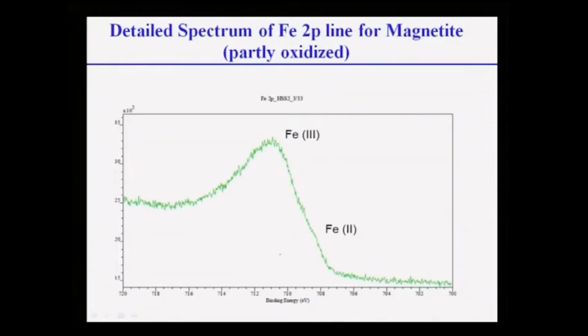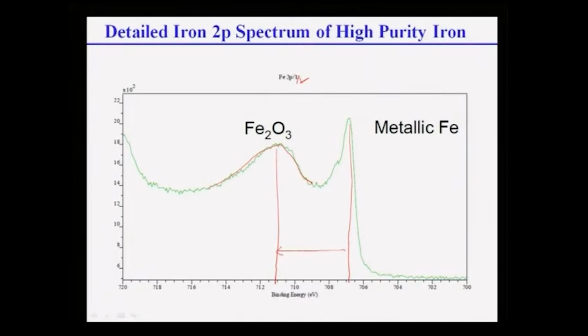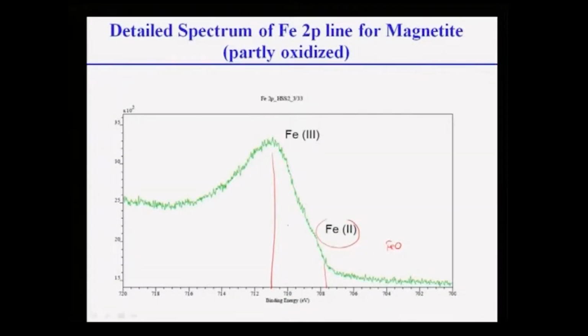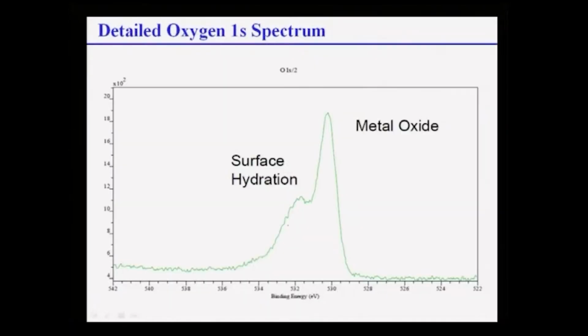Let us see another example, Fe2O3. Fe2O3 is basically what? Fe is in plus 3 state and oxygen is minus 2. So, this is Fe3, Fe2 will come somewhere here, you can see the small peak. Fe2 comes in FeO, iron oxide. So, that means we can clearly say there is no plus 2 state, the iron is actually in plus 3 state.